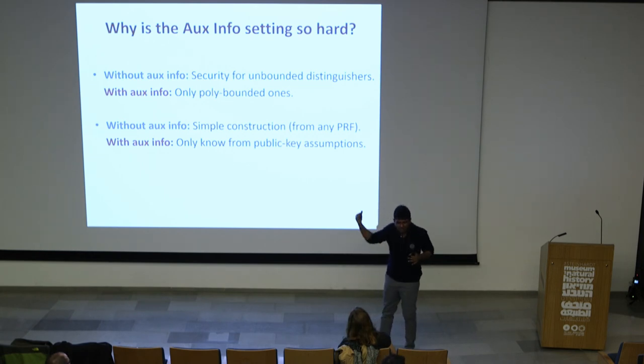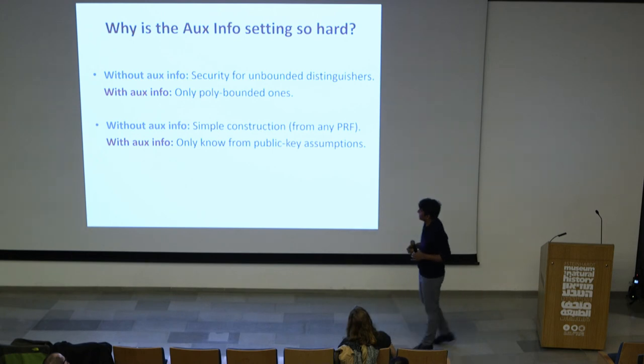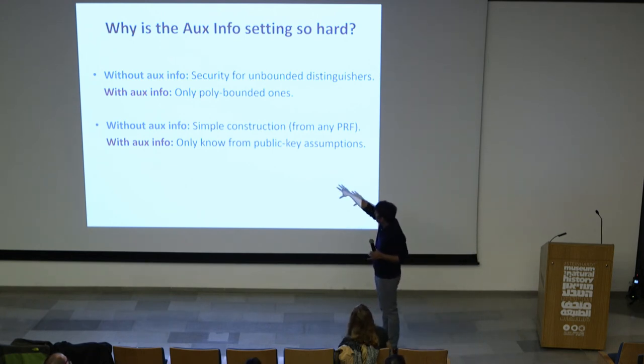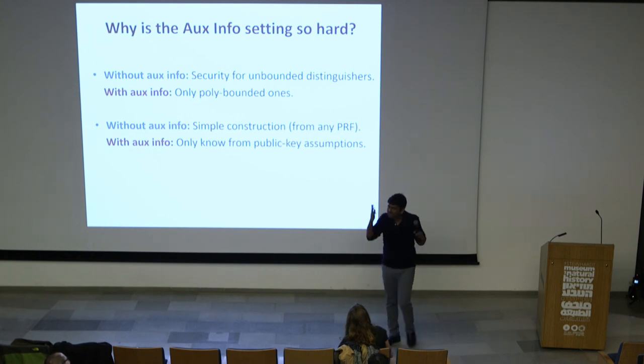Why polynomially bounded? In the construction that I showed you, at the end of the day, I had to use the fact that the distinguisher cannot break the frame PRF security, so it has to be polynomial time. The other thing is, we had a very simple construction from any PRF in the setting without auxiliary information, but with auxiliary information, we had all these public key assumptions, LWE, DDH, you know, Diffie-Hellman, learning with errors, and so forth. Okay, so why do you need these things?